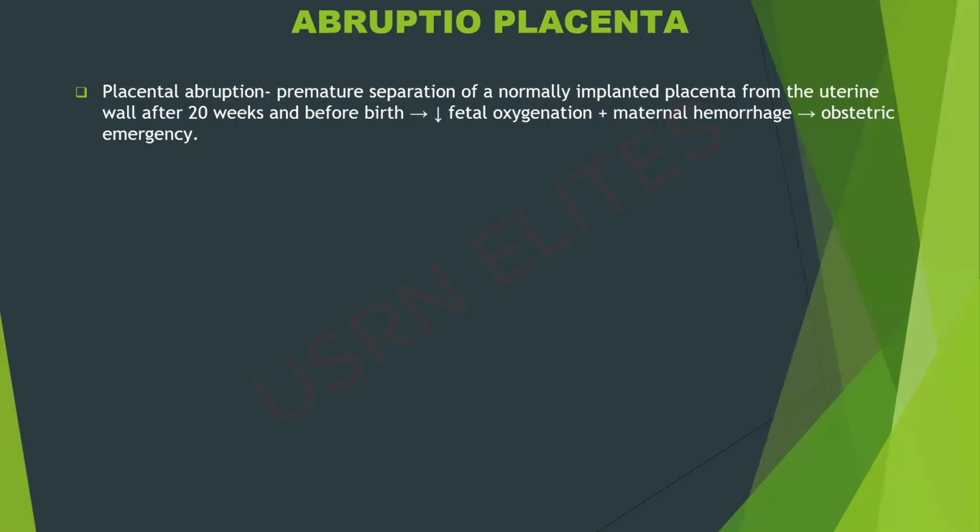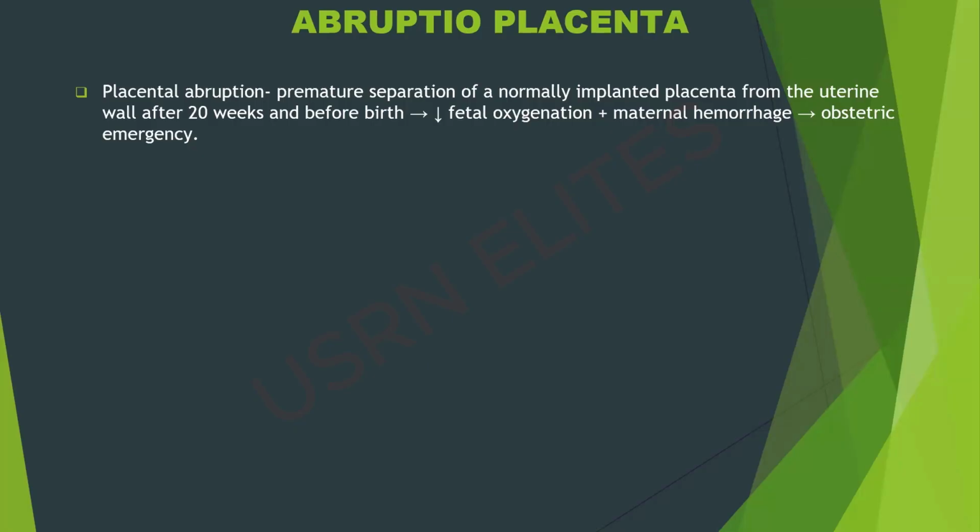And if it separates itself from the wall of the uterus after 20 weeks or before birth, what is going to happen? Because the fetus relies on the placenta for oxygenation. So if there's premature separation, where is the fetus going to get oxygen? So fetal oxygenation will drop. Once it is detached, we are going to see hemorrhage. And this is an obstetric emergency that you should know. It's part of the obstetric emergency conditions.